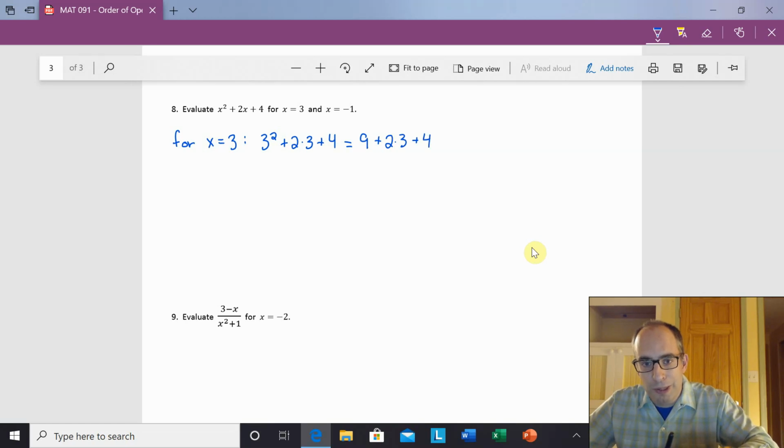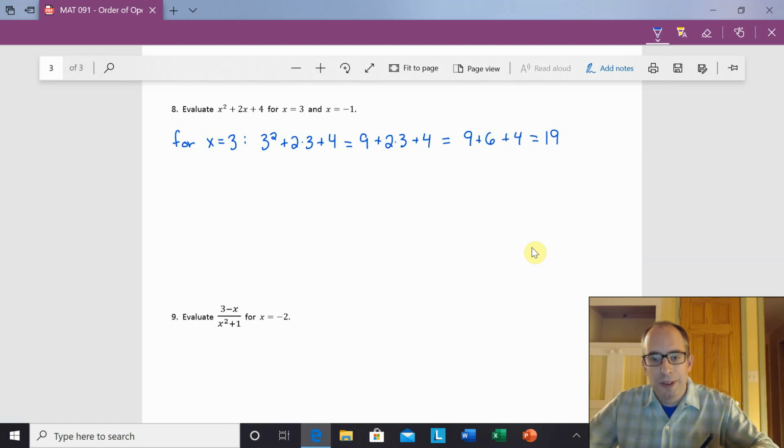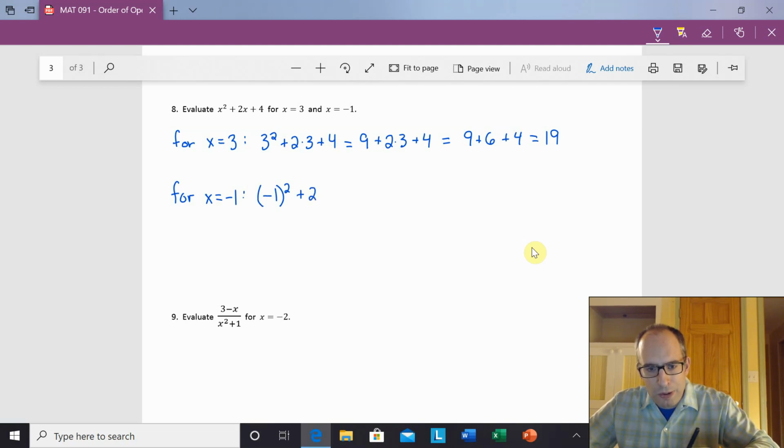And then there's some multiplication that would happen next. So you get 9 plus 6 plus 4. But then it's just a bunch of addition, and that ends up being 19. And then you do the same thing for -1. So if we're going to do this for x equals -1, we're going to kind of do the same stuff. So we're going to sub in -1's for the x's. So you have -1 squared plus 2 times -1, and then plus 4.